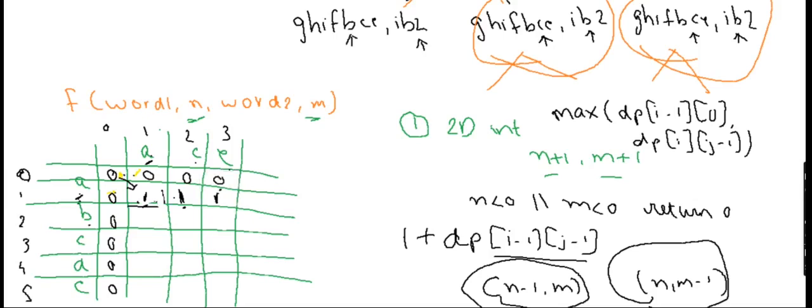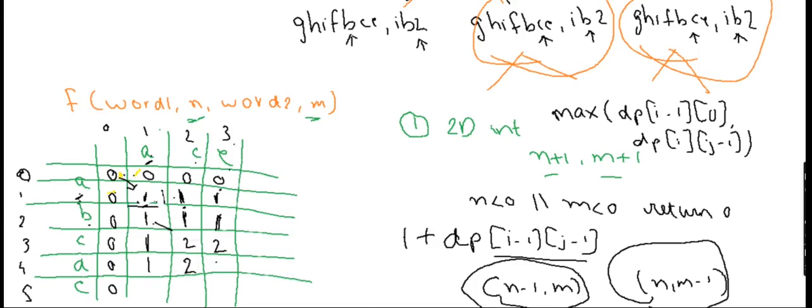Now B and A not matching, so max, which is 1. B and C not matching, max, which is 1. B and E not matching, max, which is 1. C and A not matching, we're gonna take max of both the cells, which is 1. C and C are matching. So what we're gonna do, we're gonna take this diagonal value and add 1 to it. So our answer will be 2. C and E not matching, so we're gonna take max of this, which is 2. D and A not matching, we're gonna take max, which is 1. D and C not matching, max, which is 2.